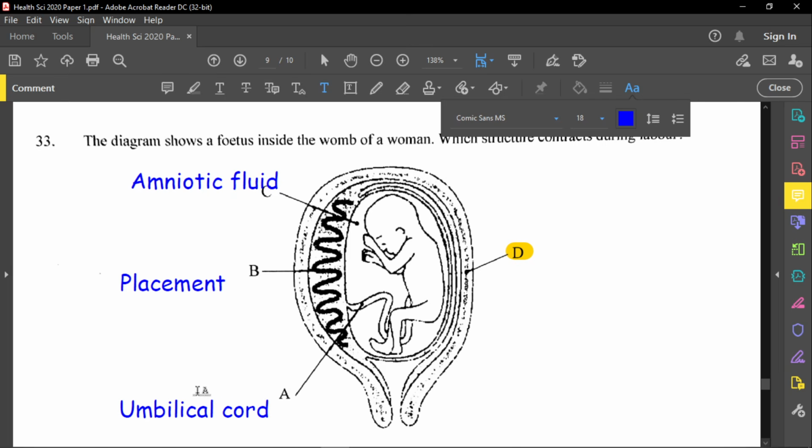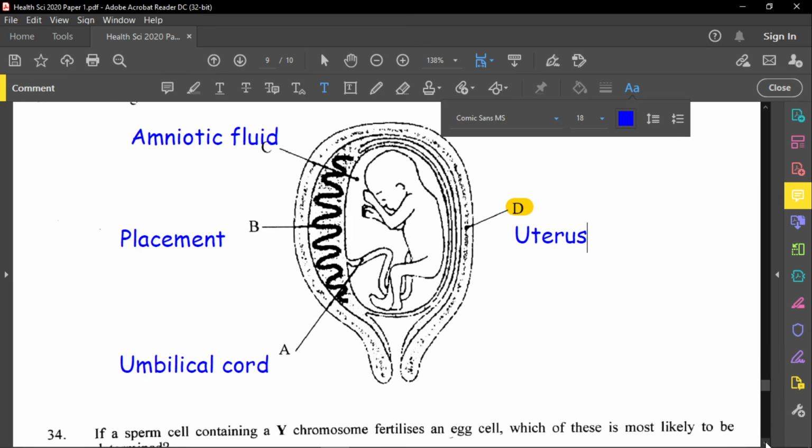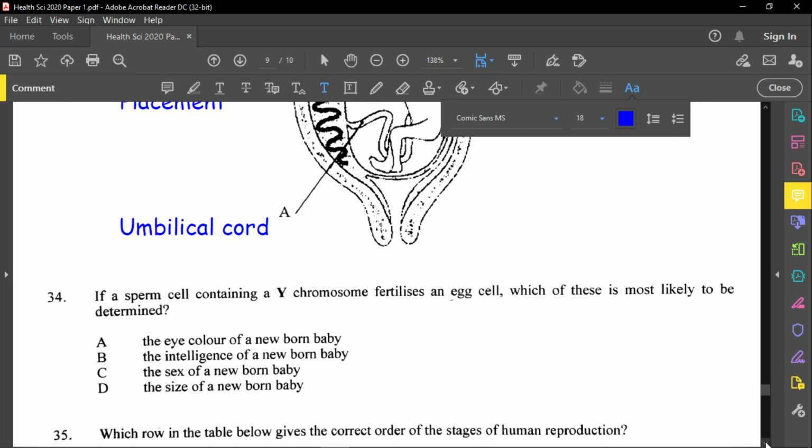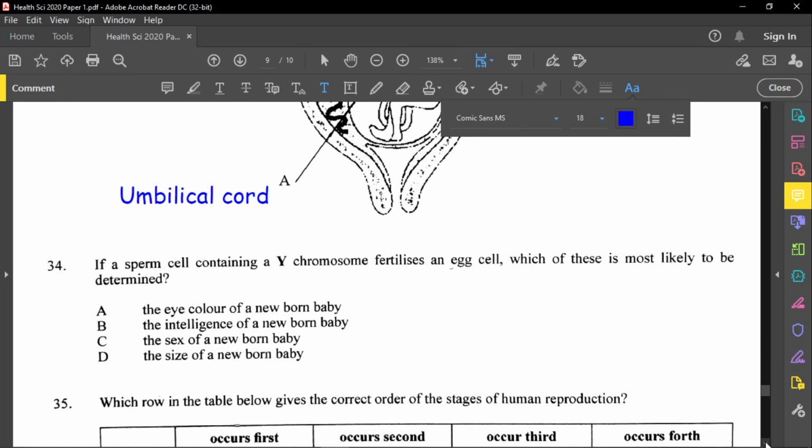Okay, so A is the umbilical cord, and D here is the uterus, and the uterus contains a muscular wall. During labor, the uterus will contract and bring about labor. All right, so question 34 says, if a sperm cell containing a Y chromosome fertilizes an egg cell, which of these is most likely to be determined?